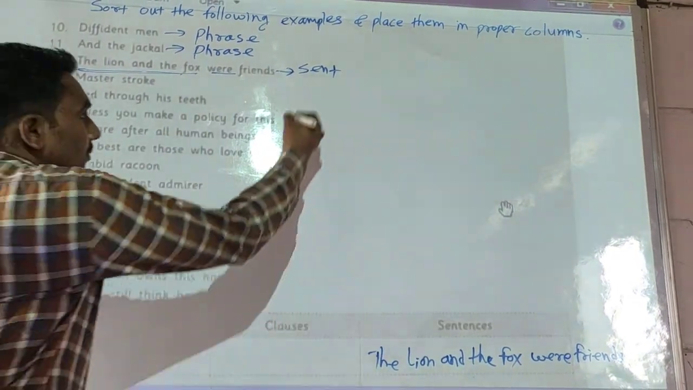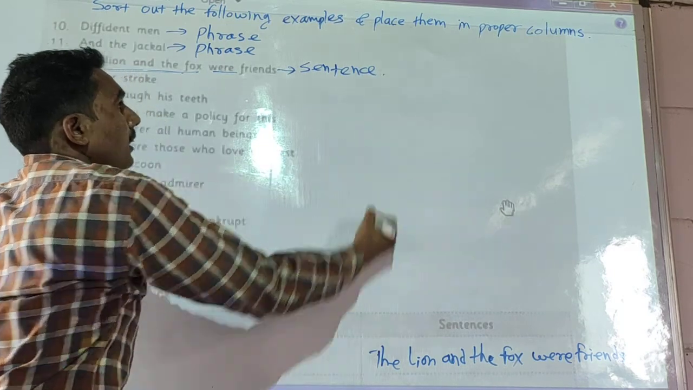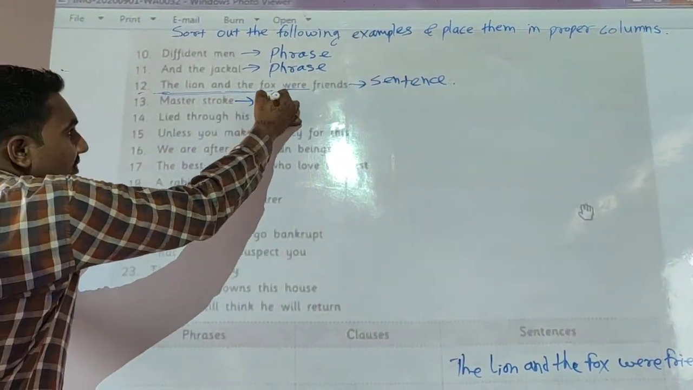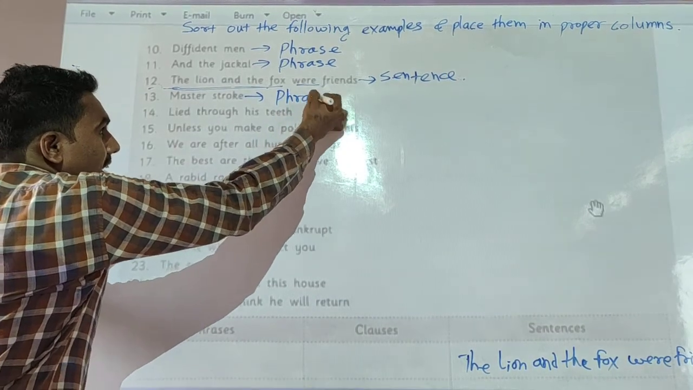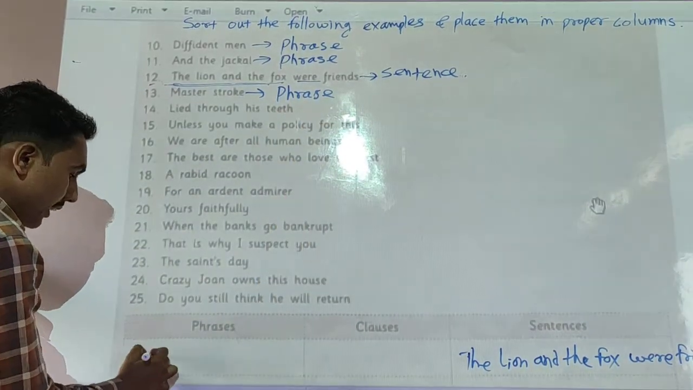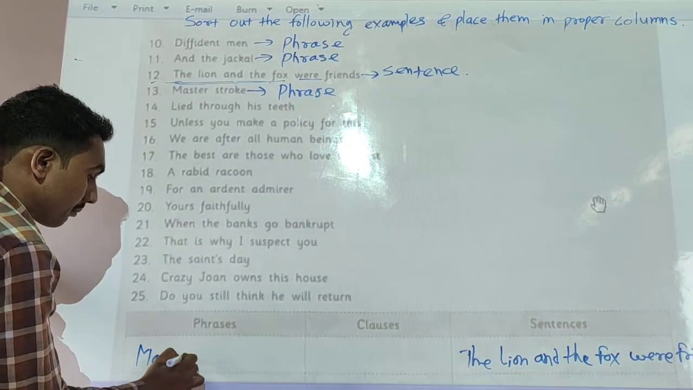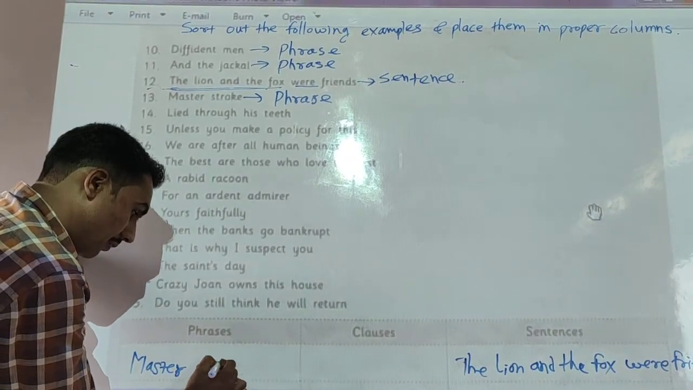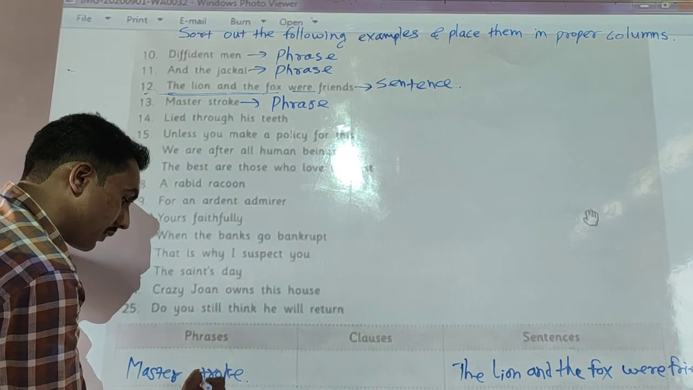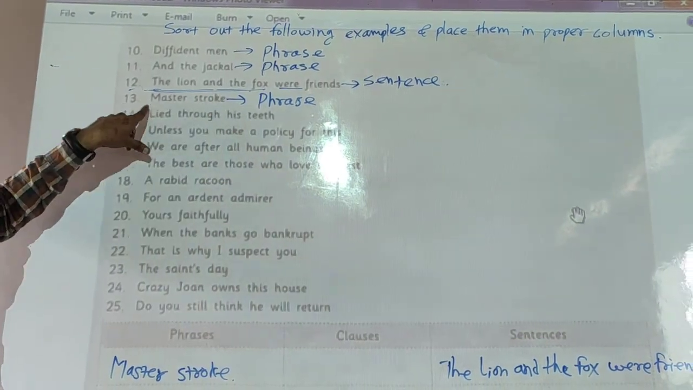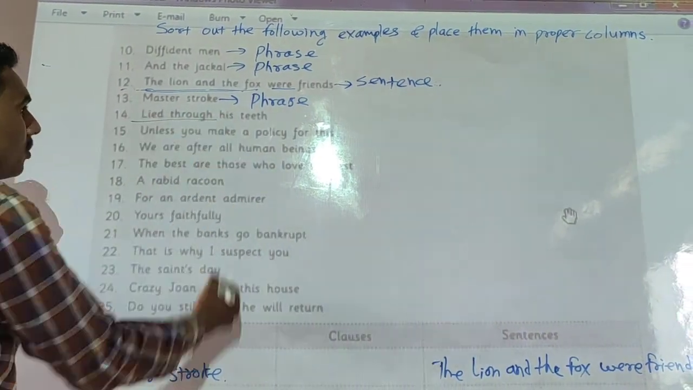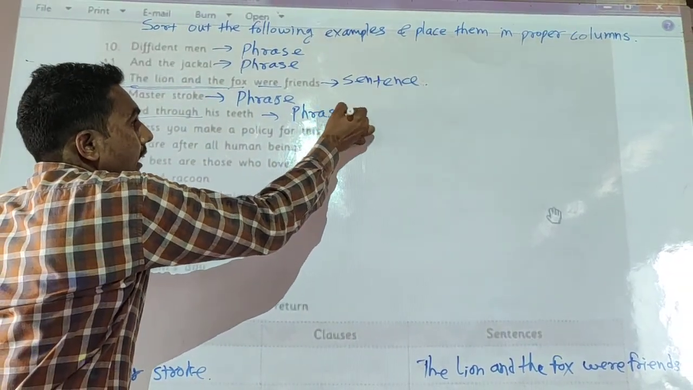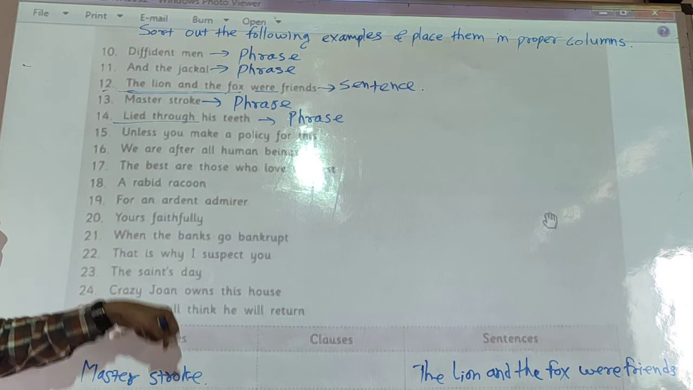Next one is "master stroke". Master stroke, it is one phrase. You want to write here master stroke. Then next, "lied through his teeth". It is also one phrase. You want to write this example into the phrase column.